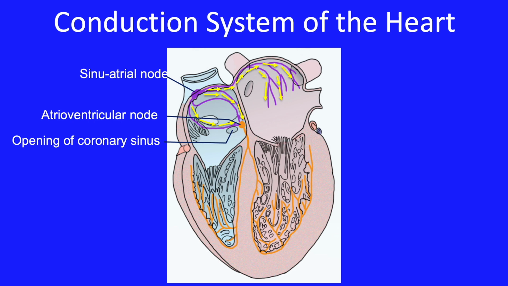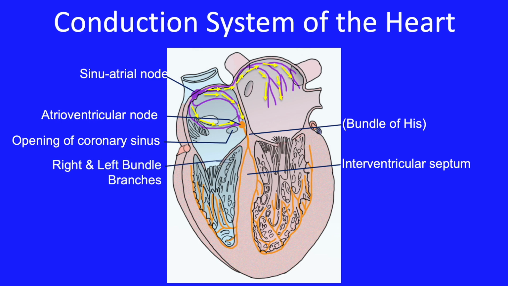From the atrioventricular node, a bundle of fibers, often referred to by cardiologists as the bundle of His, leaves the node and enters the interventricular septum. Within the septum, the initial bundle will divide into the right and left bundle branches. The right bundle travels to the apex of the right ventricle and will send branches to the ventricular wall.